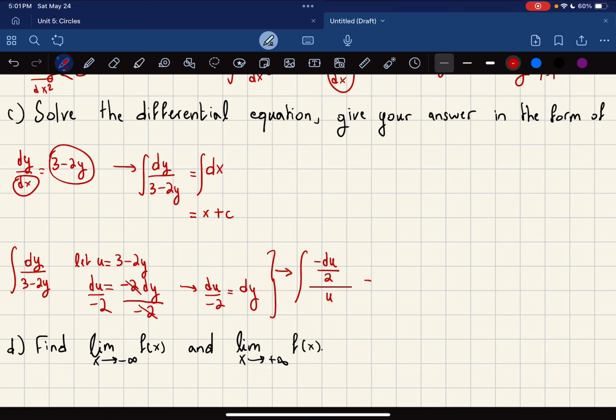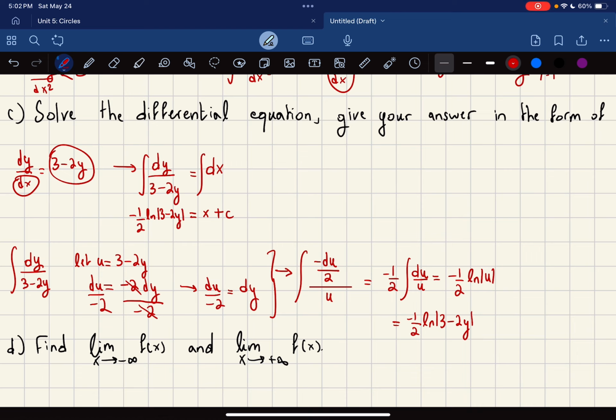Now there's an invisible minus 1 over 2 that you can take outside. And then inside it's going to be du over u, which is going to be minus half ln u. Now we replace u back to its original form, which is 3 minus 2y. So minus half ln 3 minus 2y. That's the integration. You don't add the plus c over here because it would be redundant if you add plus c on both sides. Then they will cancel each other out, right? So you only add a plus c to the one that has dx, always. So it's going to be minus half ln 3 minus 2y.